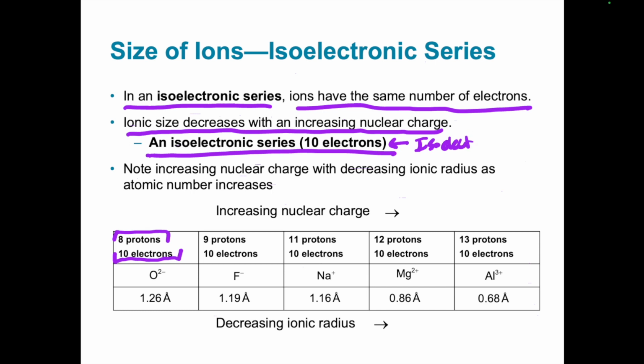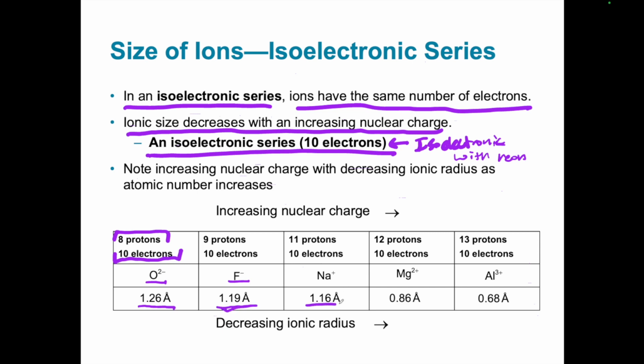Isoelectronic with neon. So when oxygen gains two extra electrons, it can be the same as neon. It's got an ionic radius of 1.26. Fluorine gains just one electron for a full shell of 10 electrons, and it's a smaller radius.